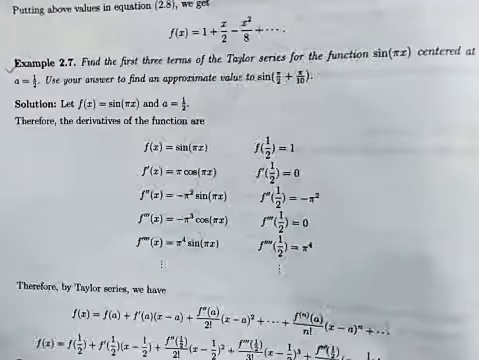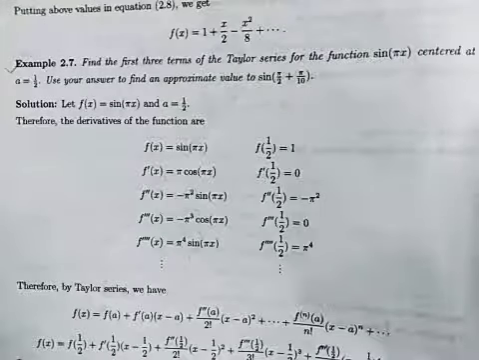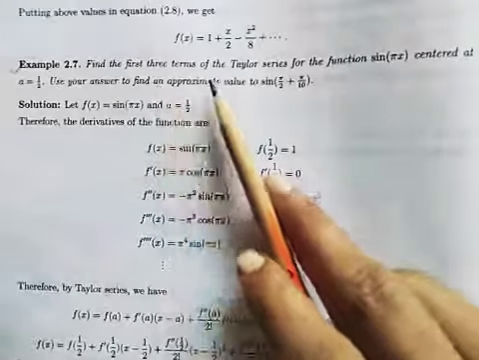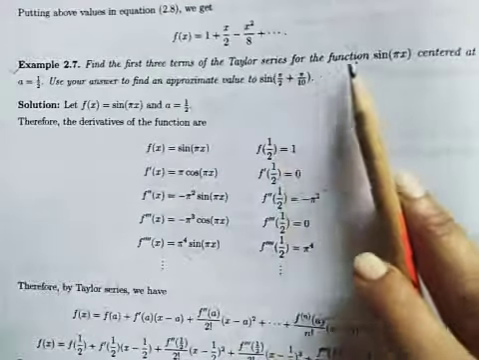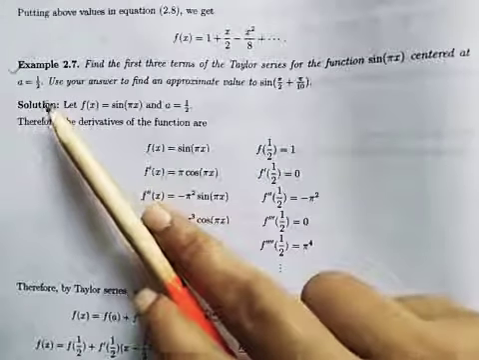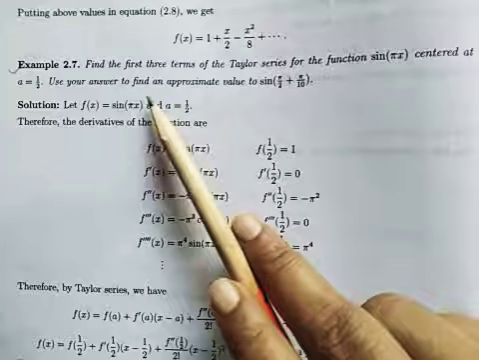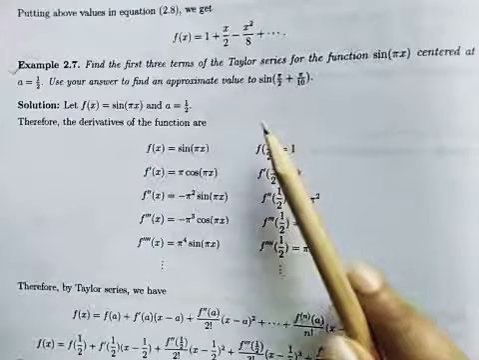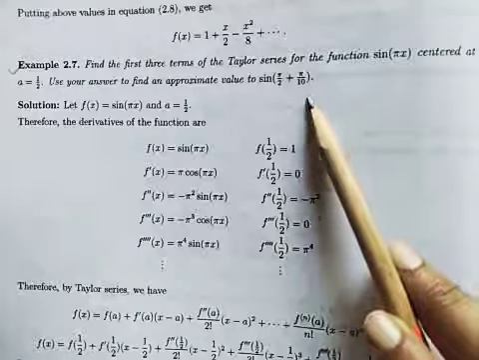Hello students, let's now solve the example of Taylor series. The example is: find the three terms of the Taylor series of the function sin πx centered at a equal to 1/2. Use your answer to find an approximate value of sin(π/2 + π/10).